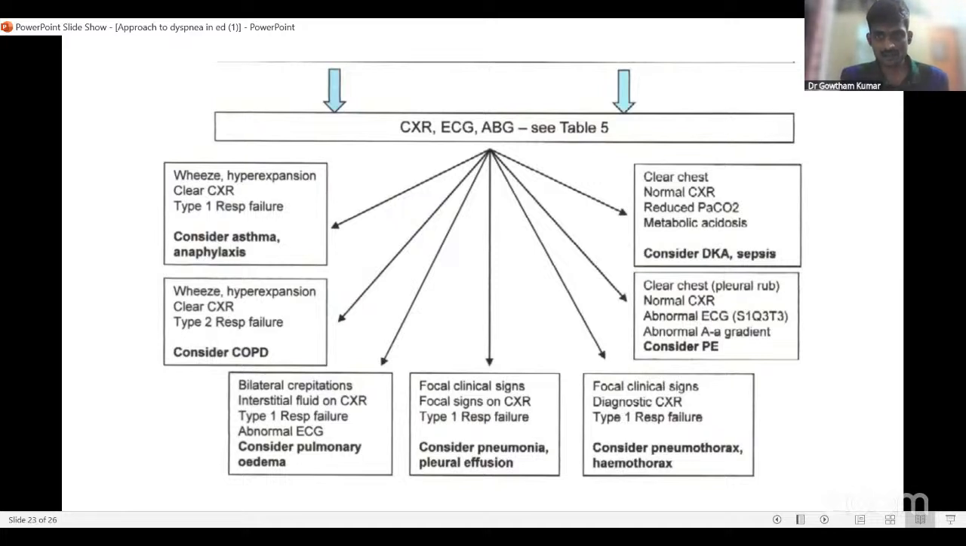Clear chest, normal chest X-ray, reduced carbon dioxide, metabolic acidosis, with decreased urine output, who is a known CKD patient, used to dialysis three times weekly, comes with severe breathing difficulty, having missed a couple of dialysis sessions in the past, then consider renal failure. Treat them appropriately. ABC first.